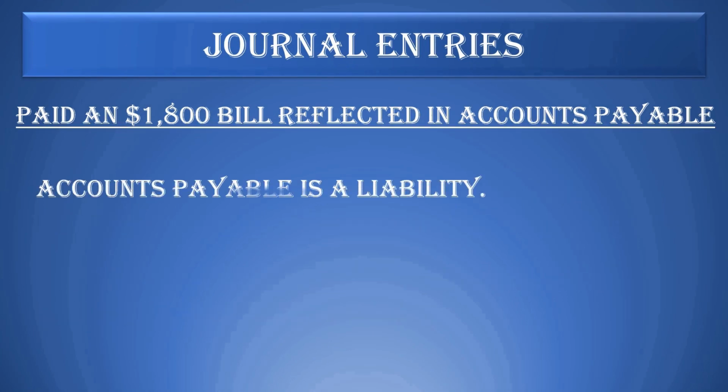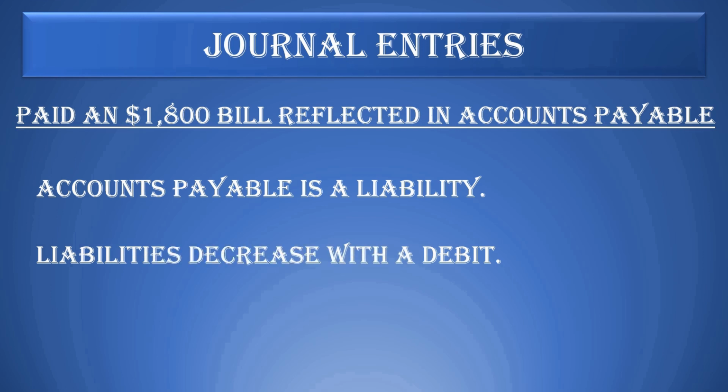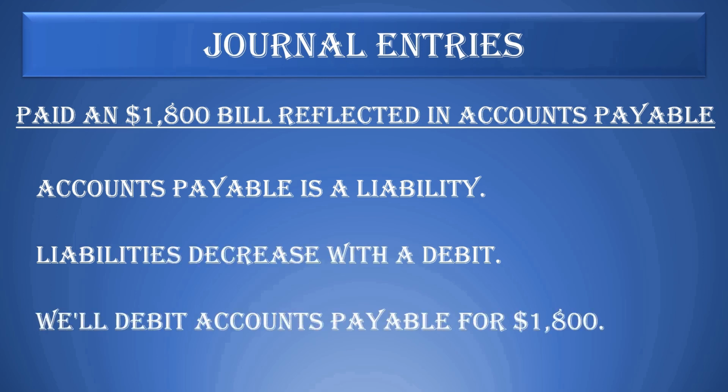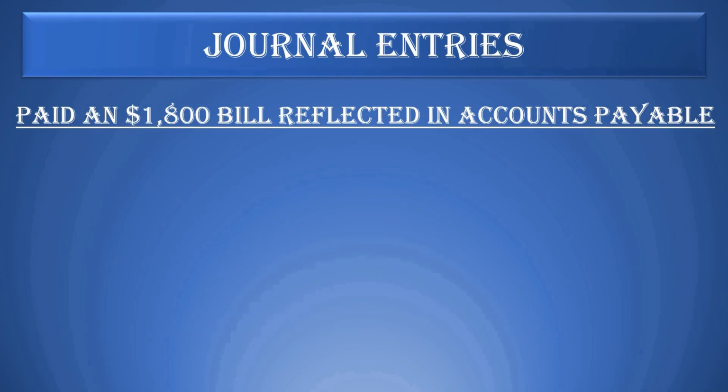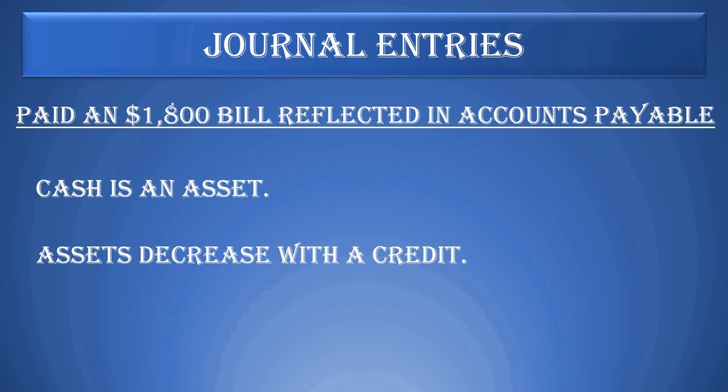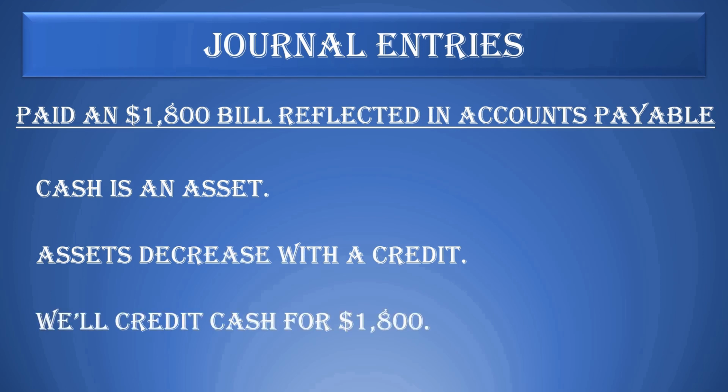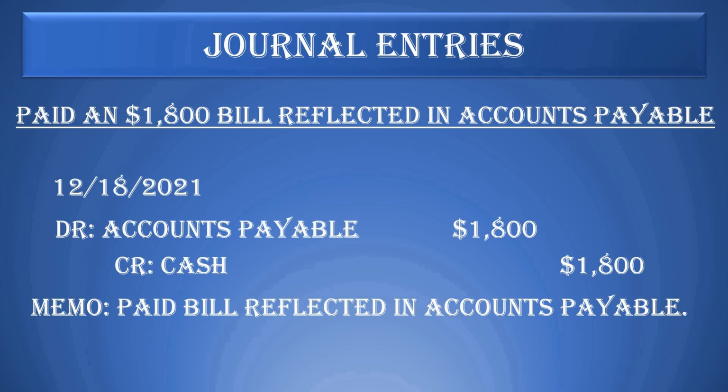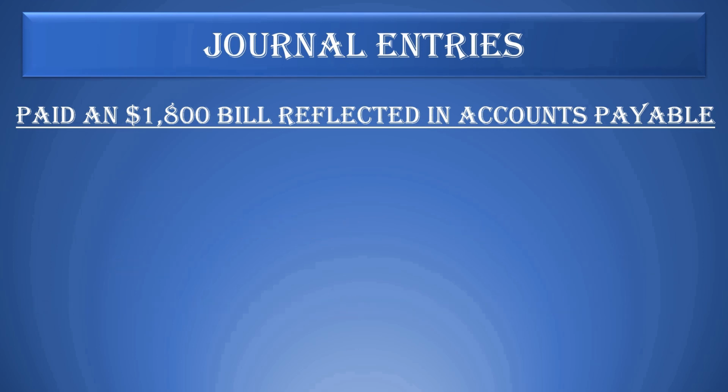Accounts payable is a liability, and liabilities decrease with a debit. So we'll debit accounts payable for $1,800. What about the other side of the entry? Well, we're making a payment for this bill, so our cash will decrease. Cash is an asset, and assets decrease with a credit. So we'll credit cash for $1,800, and here is our journal entry. Debit accounts payable for $1,800 and credit cash for $1,800.